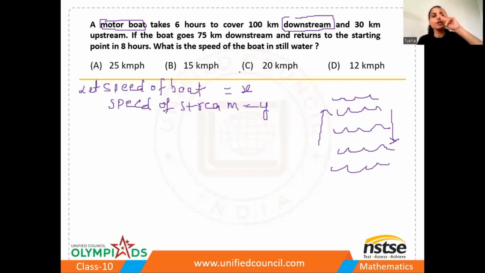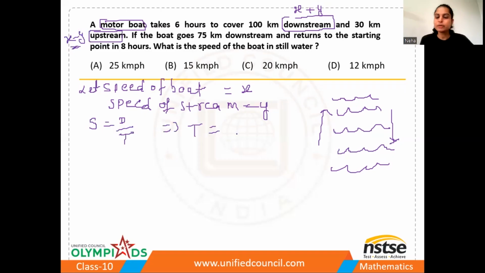Whenever I'm talking about the downstream, that means in the flow of the river, two forces will work, the speed of boat and the speed of stream. That means downstream means x plus y, both will add. When we are talking about the upstream, the river is flowing in this direction and we are going in this direction, so opposite force will work. So upstream is nothing but x minus y. As we know, student, speed is equal to distance upon time. Distance is given, speed is given, so time is equal to distance upon speed.